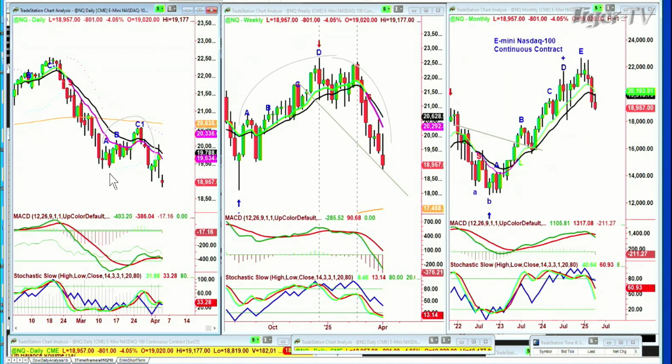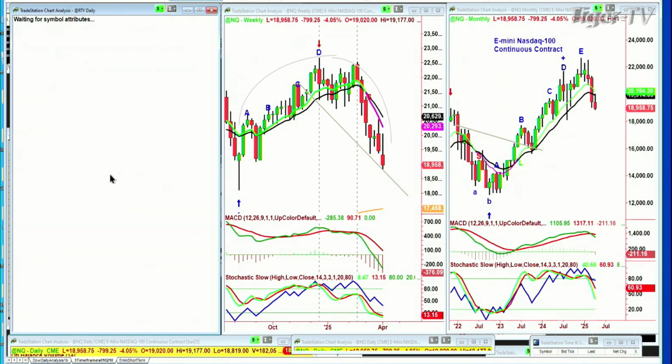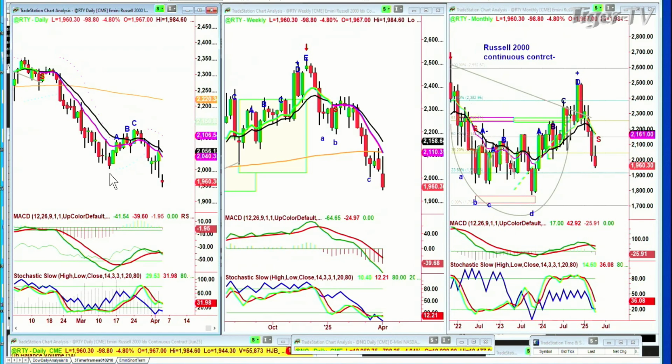Let's go to the RTY, which has been the weakest of all. It is down 98 at 1960. Oh, look at that. That's in leg D. It's gone under the 200-period moving average. This doesn't look very good either in the monthly chart.